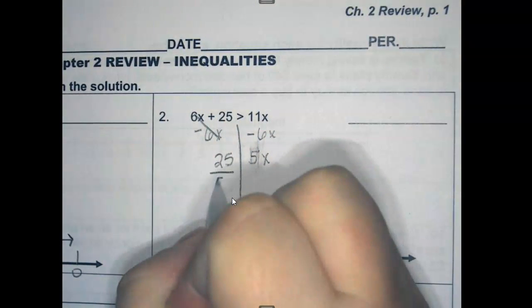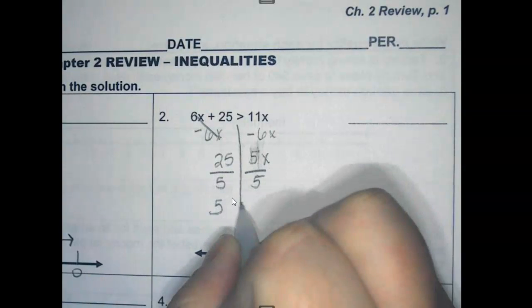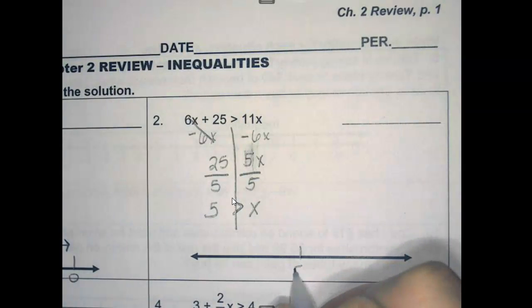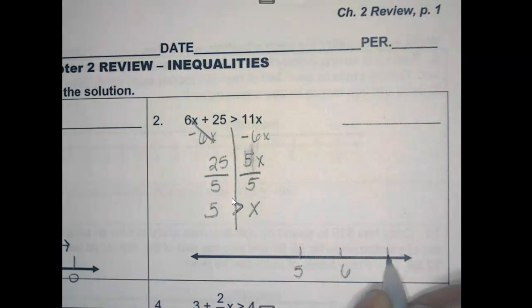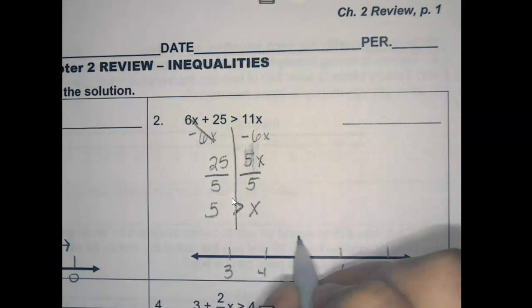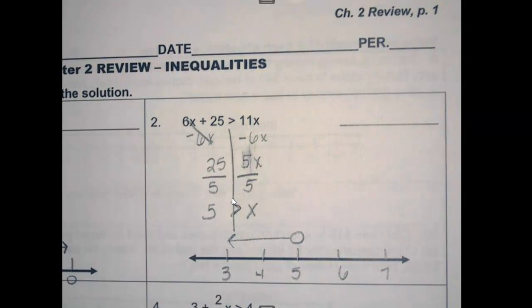Divide both sides by 5. Divide by a positive, so my sign stays the same. 5, 6, 7, 4, 3. It's going to be an open circle at the 5. X is going to be less than, so it went this direction.